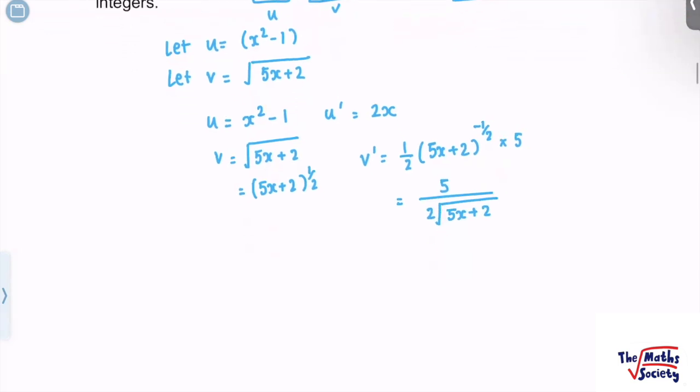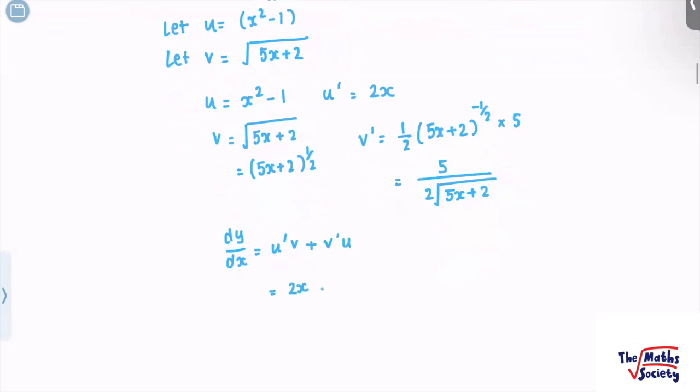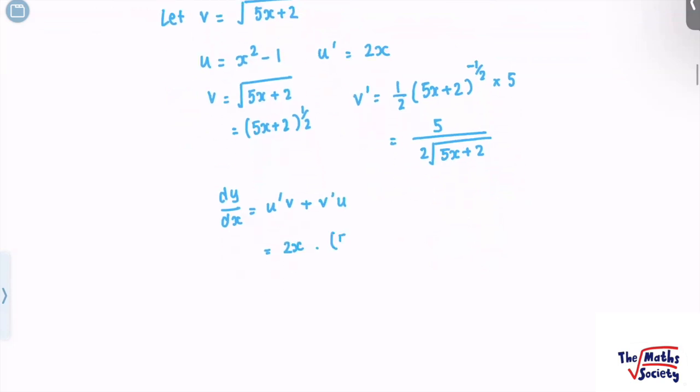And then we're going to differentiate, which is dy by dx. So that is going to be u prime v plus v prime u. So u prime, 2x, multiplied by v, which is 5x plus 2 to the power half, plus v prime, which is 5 by 2 root 5x plus 2, multiplied with u, which is x squared minus 1.